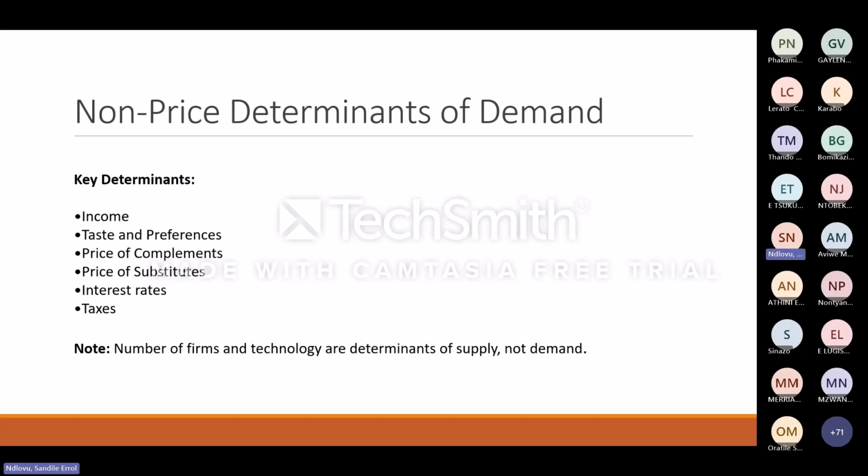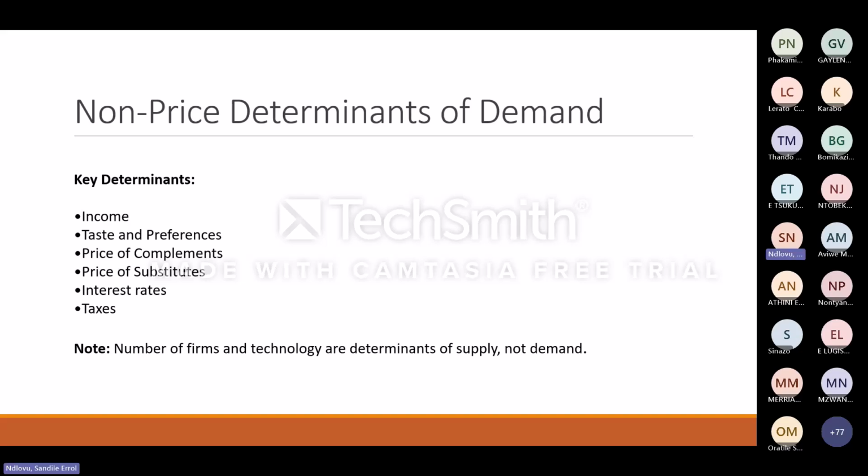And then the other determinants of demand would be tastes and preferences. Some people have a taste for going to restaurants, or maybe some people have a taste for watching soccer matches. Some people have a taste for going camping. Some people have a taste for maybe riding motorbikes, so your tastes also have an effect on your demand.